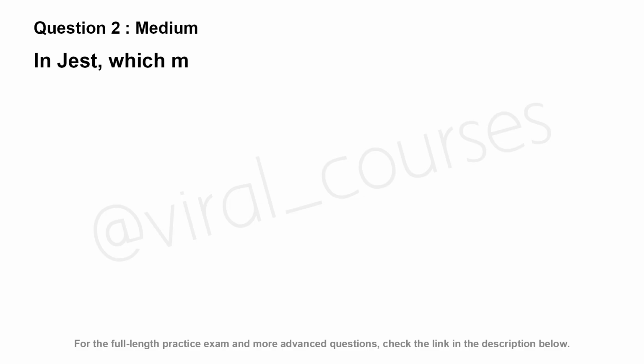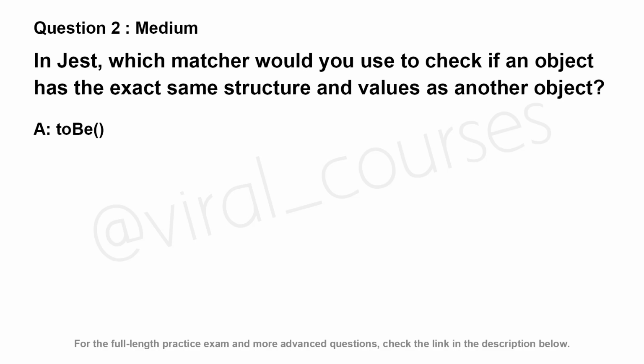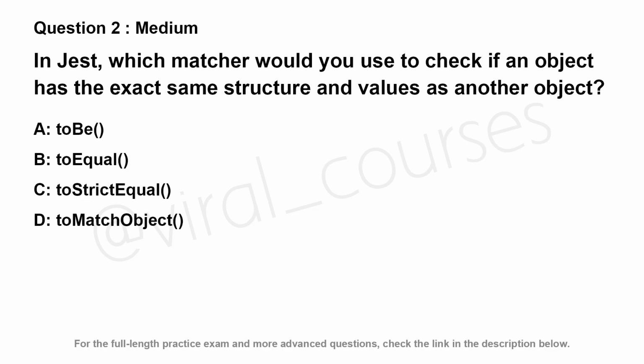In Jest, which matcher would you use to check if an object has the exact same structure and values as another object? Option A, toBe. Option B, toEqual. Option C, toStrictEqual. Option D, toMatchObject.